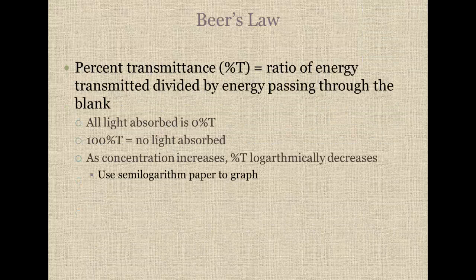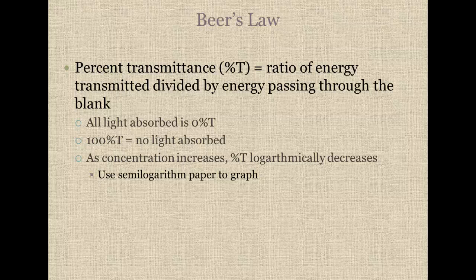The percent transmittance is the ratio of energy transmitted divided by the energy passing through the blank. The blank is just plain water. All light absorbed is 0% transmittance. 100% transmittance is all light is sent through, or essentially no light being absorbed. So if you were to put a flashlight through water, 100% of the light would go through. So that's 100% transmittance, 0% absorbance. If you used a black specimen, it would be 100% absorbed, 0% transmitted.